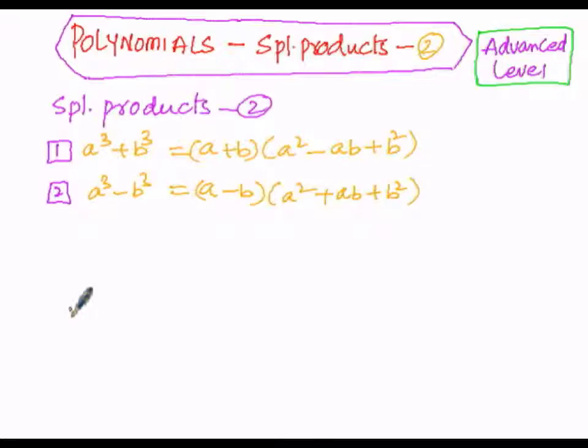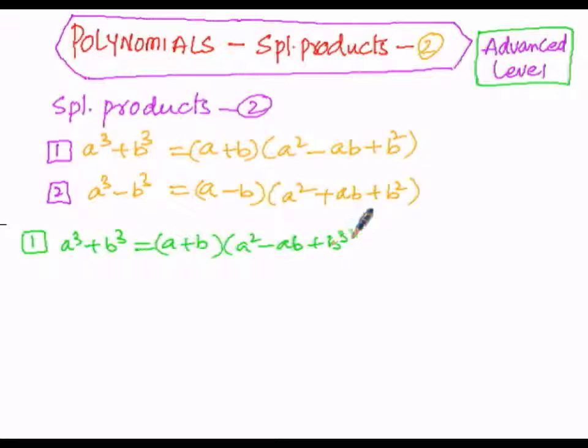Then later let us perform a few examples based upon these two special products while finding the product of certain polynomials. So here the first case, that is a cube plus b cube is equals to a plus b into a square minus ab plus b square. In this case the proof starts now. We are going to prove it algebraically. The left hand side quantity is a cube plus b cube and the right hand side quantity is a plus b into a square minus ab plus b square.